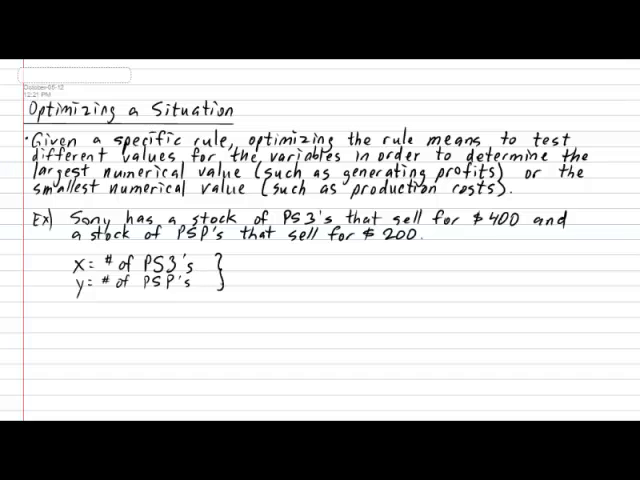In this case, the rule created from this situation using these variables would be that the total revenue would be equal to 400 multiplied by X, because a PlayStation 3 sells for $400 a pop, plus the money generated from selling the PlayStation Portables. So that's 200 multiplied by Y. And for Sony, this is the rule that they would like to maximize. Sell as many PlayStation 3s and PlayStation Portables as possible in order to create the largest amount of revenue.